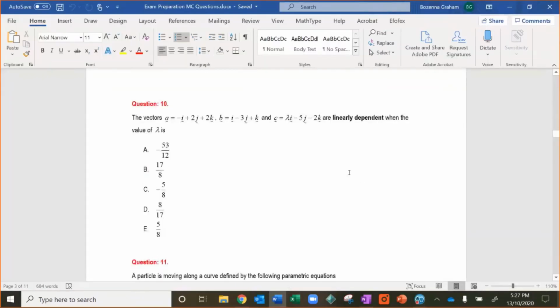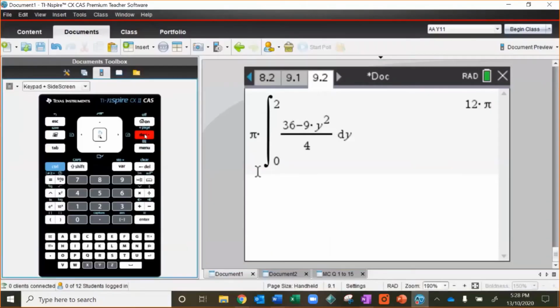Vectors question, linearly dependent, very common on the exam. We are given 3 vectors, A, B, and C, with some pronumerals, I mean one pronumeral here. We want to find the value of lambda, so those vectors are linearly dependent. So what we need to say, we need to say that vector C equals mA plus nB, and then equate I, J, and K components, and solve those simultaneously, if you remember how we do those questions.